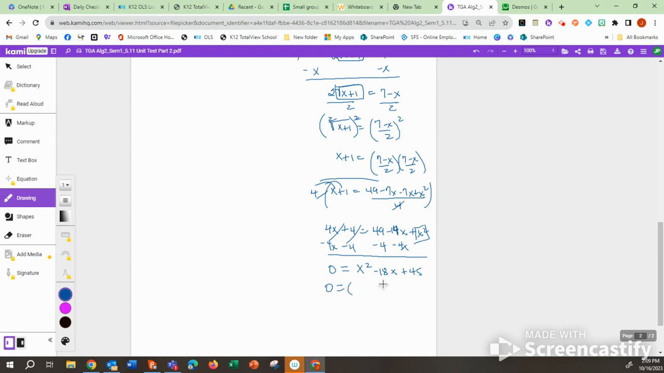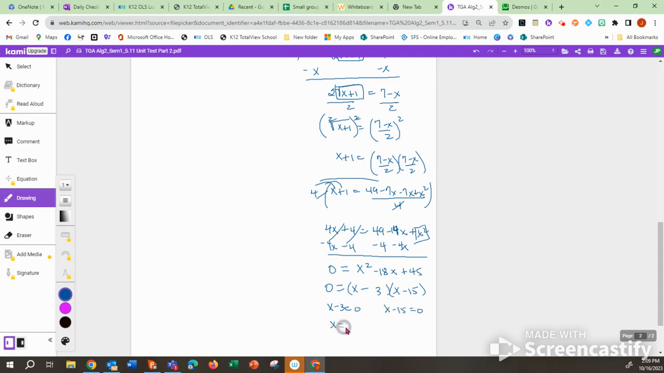And then I'm going to factor. I'm almost to the finish line. The signs are both going to be negative. This is going to be 3 and 15. Negative 3 times negative 15 gives me positive 45, and negative 3x and negative 15x give me the negative 18x. All right, I'm almost there. Set each factor equal to 0.